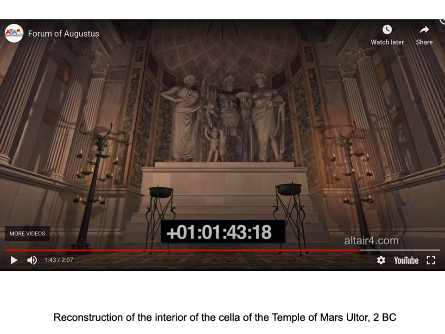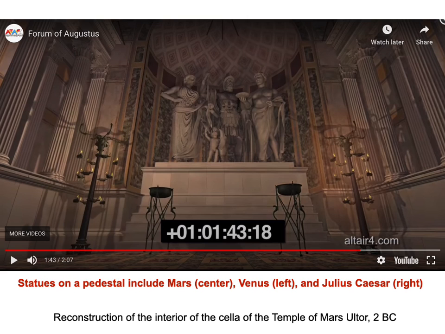Here we see another computer-generated reconstruction, this one of the interior of the Temple of Mars Ultor, showing 3 figures: Mars in the center, deified Julius Caesar on the right, and Venus, or Aphrodite, on the left.